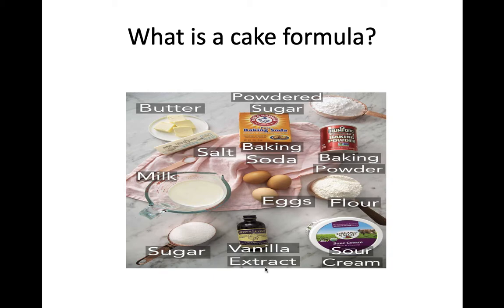Now, these ingredients play a very vital part in making the final product of the cake. Why? These in various ratios can make your cake or spoil your cake. So, cake formula balancing will be upon the amount of ingredient that has to be used and the roles that these ingredients play.